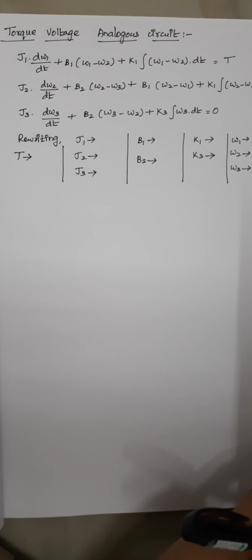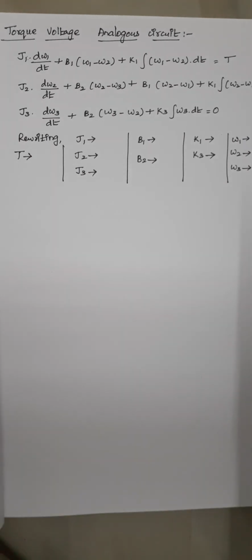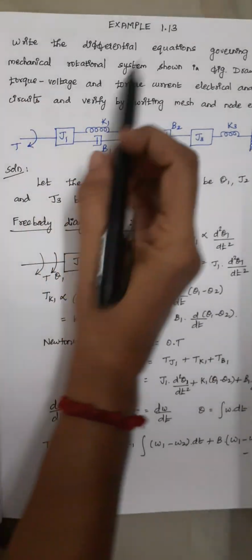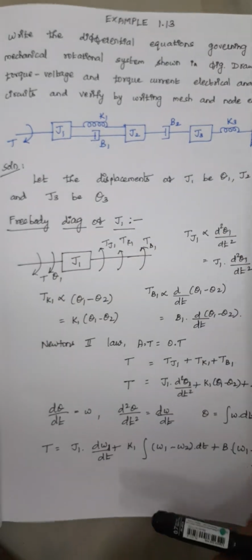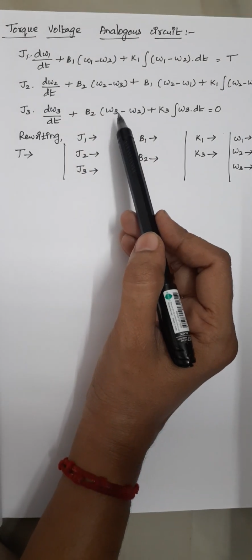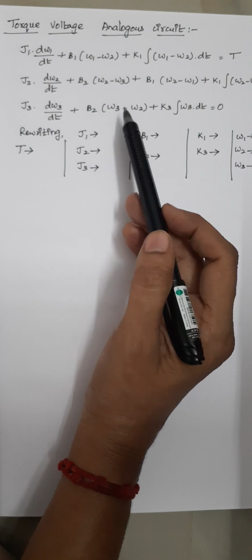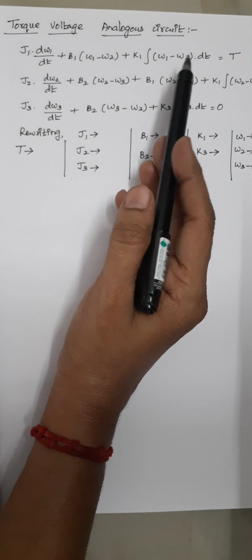Today we are going to find the torque-voltage electrical analogous circuit of the problem, example 1.13 in control systems. Here I had already written the expressions which are governing the respective masses. Now we are going to draw the torque-voltage analogous circuit.